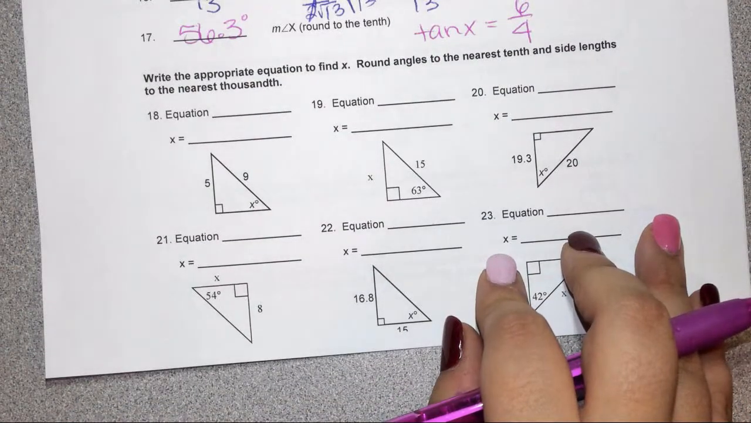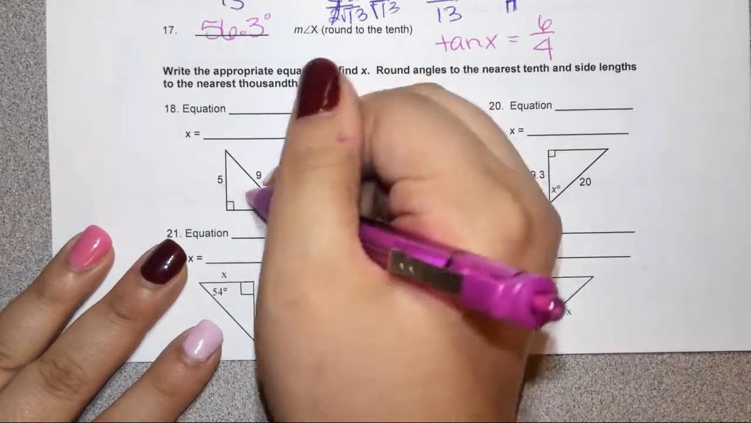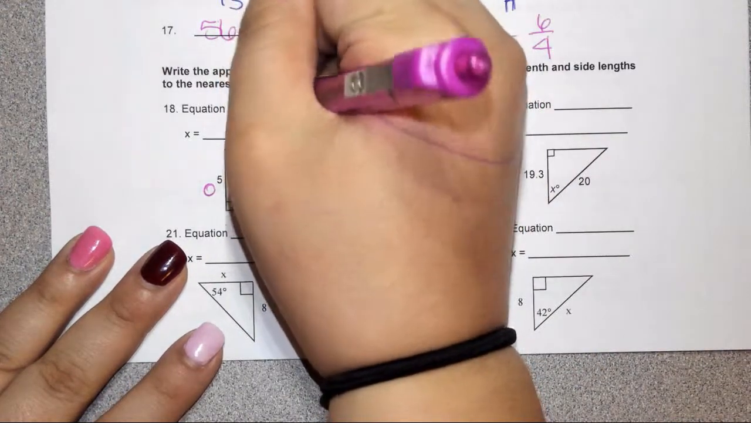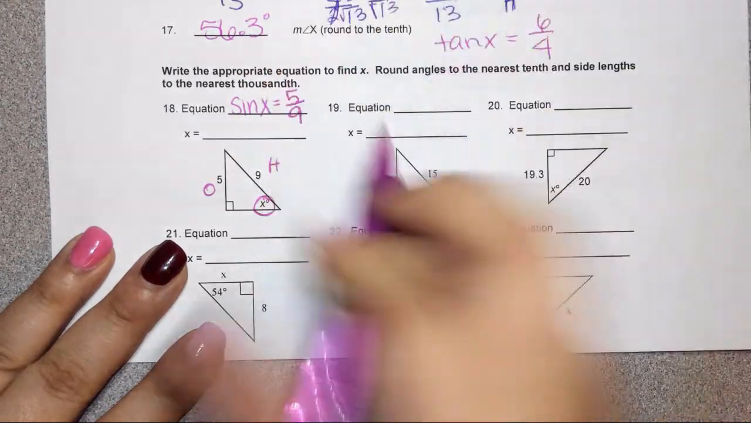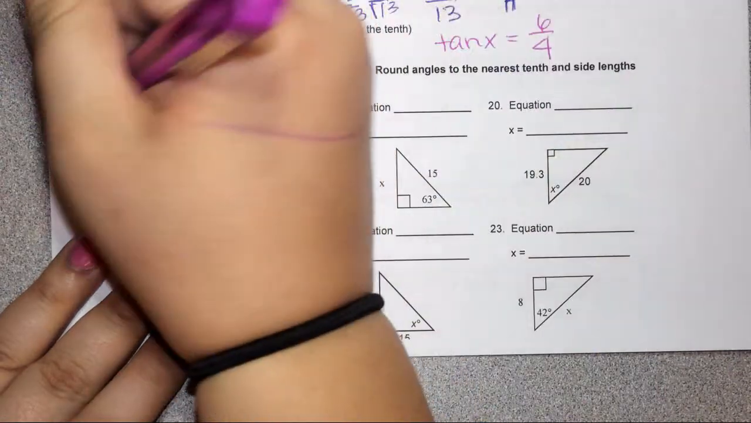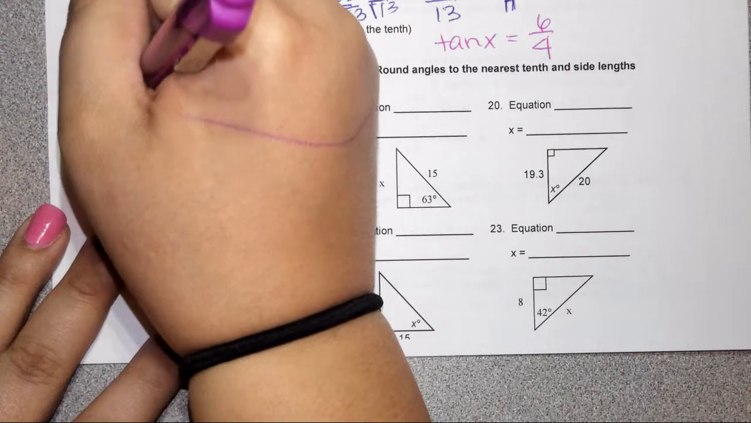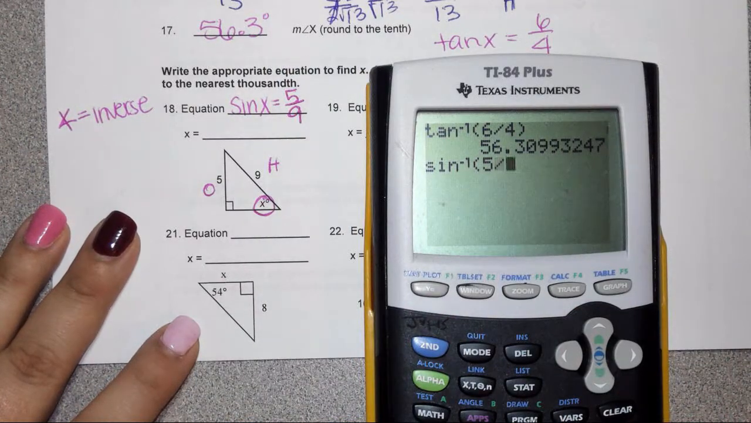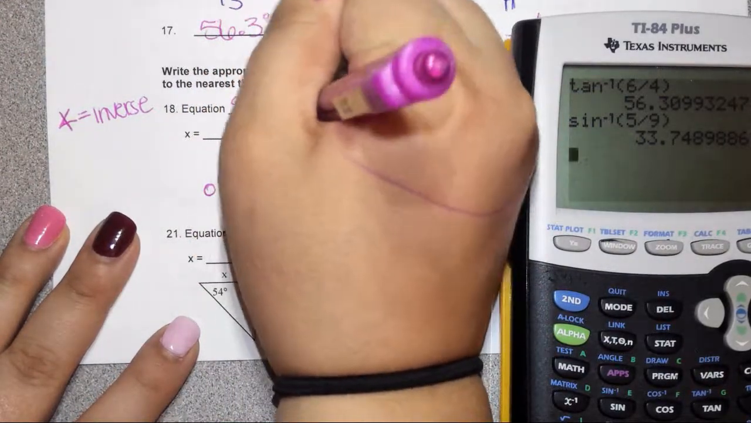Alright, for these on the quiz, again, where we messed up mostly was rounding or writing the equation. If this is X, I have opposite and I have hypotenuse. So sine of X equals opposite over hypotenuse. If you're looking for the angle, then you need to inverse. So I'm going to inverse sine 5 over 9, which gives me 33.7 degrees.